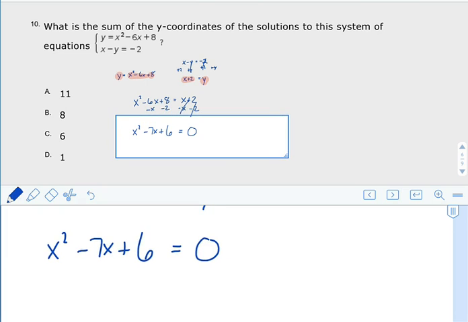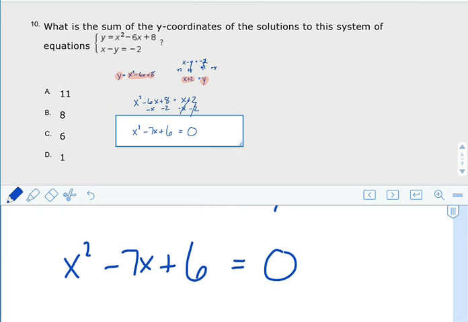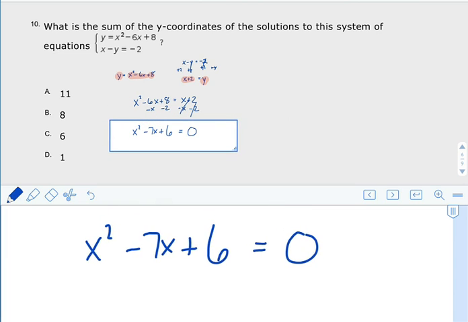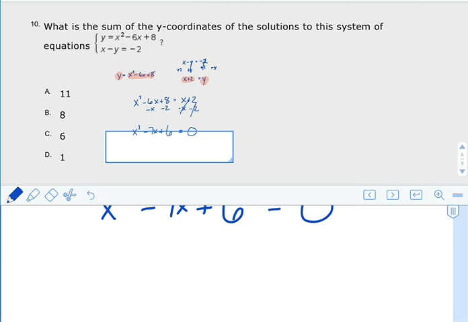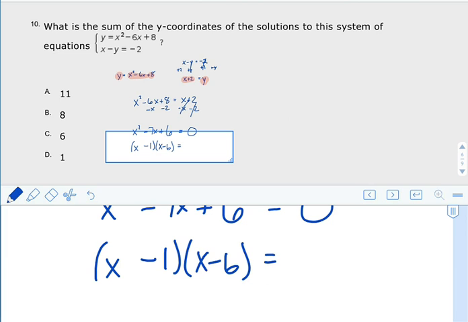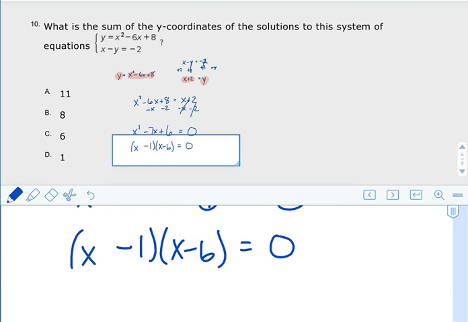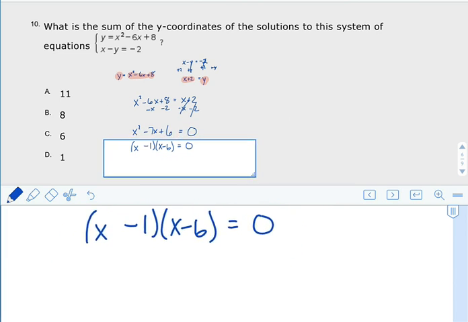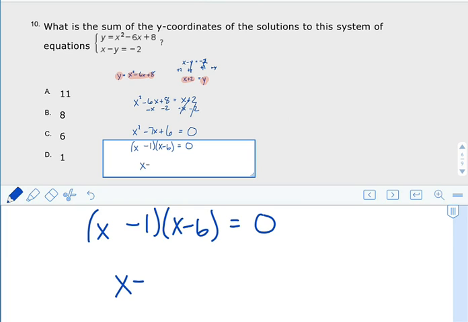Now, I think I could solve this by factoring again. Are there values that can multiply to make positive 6 and add up to make negative 7? Yeah, there are. Check it out. x minus 1 and x minus 6 equals 0. Hey, that's legit. All right, so from that point, set them each equal to 0. You know that x is equal to 1 and x is equal to 6.